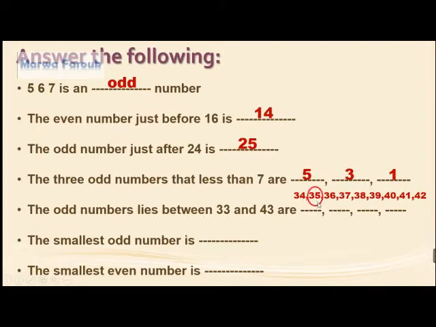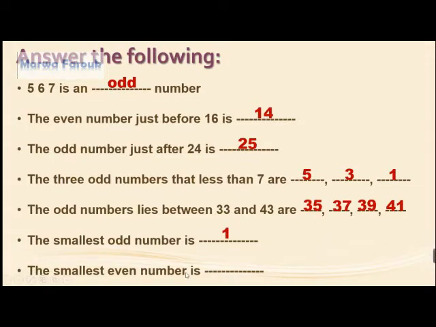35, yes, 37, 39, and 41. They are the odd numbers, and I will write it like this. Okay. Now the smallest odd number. I have the odd numbers are 1, 3, 5, 7, and 9. What is the smallest between them? 1. Excellent.